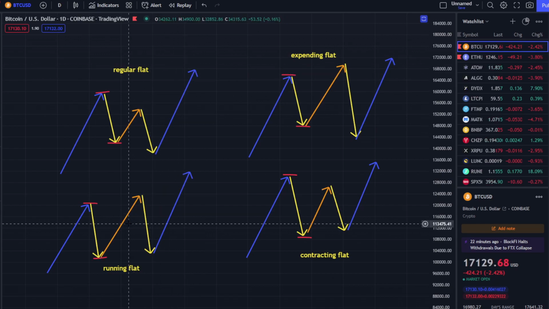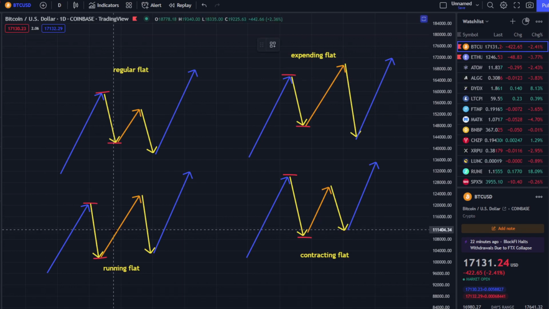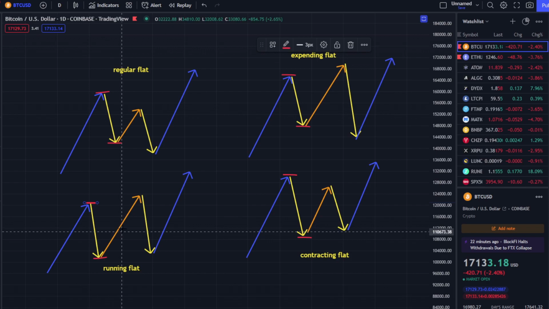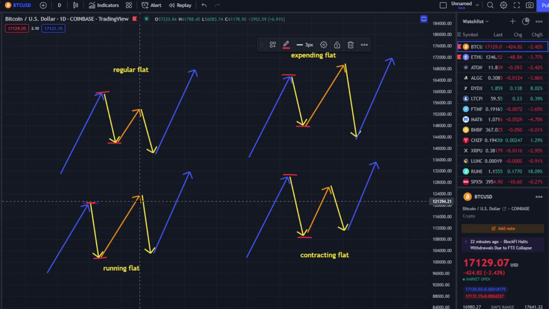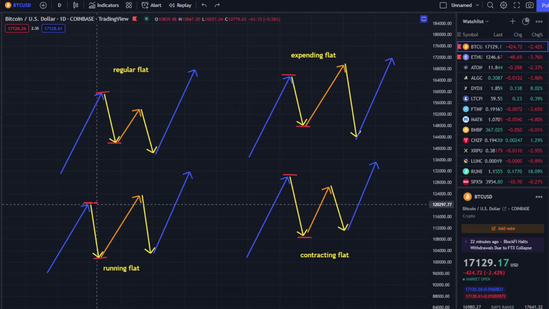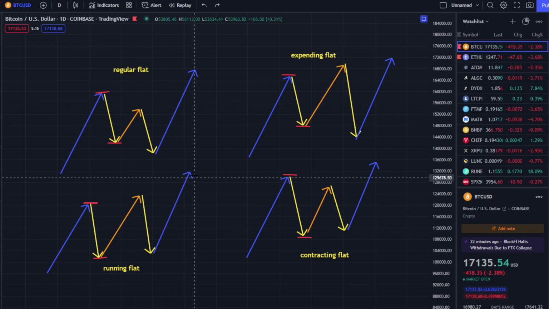All right. So the running flat: the difference between the regular flat and the running flat is that the running flat breaks the top of the impulse. So this B wave slowly comes up as a correcting wave for that down impulse, of course, but it slowly goes up and breaks this top. Whenever you see that the top is broken, you always think about the running flat first.